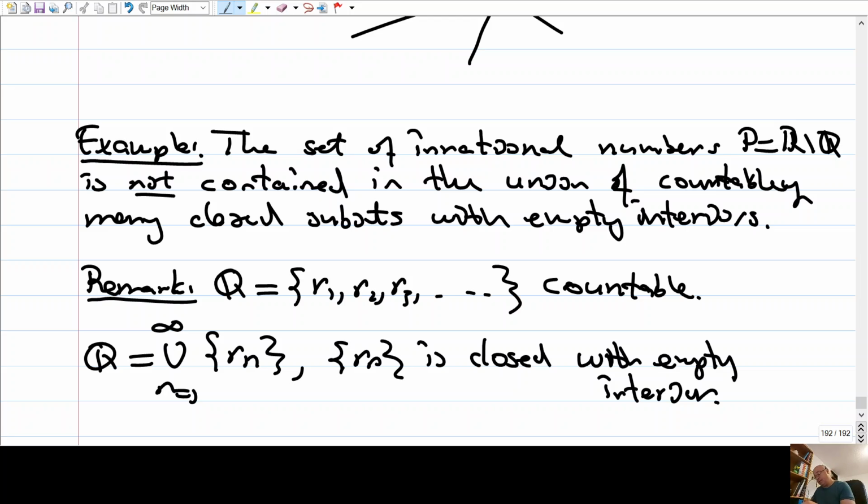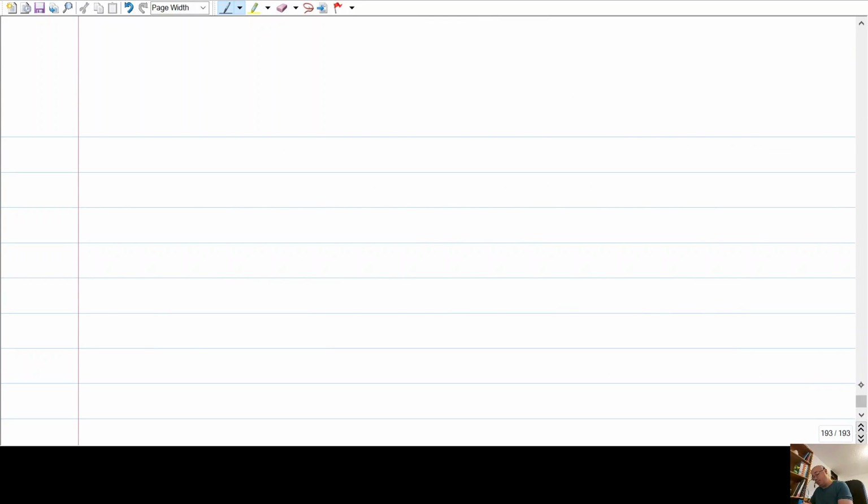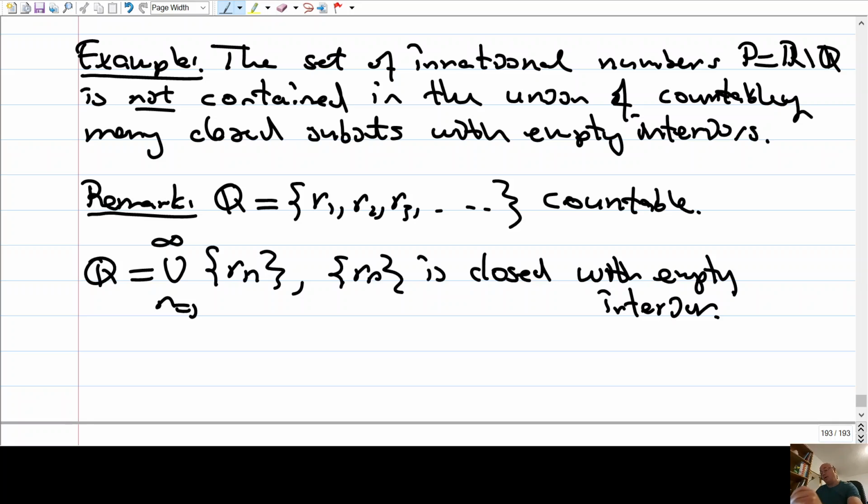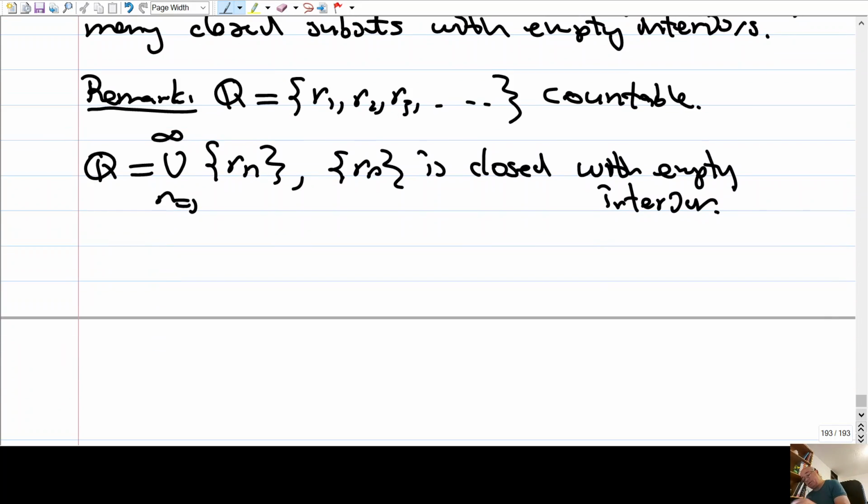So, as an application of the Baire category theorem, I want to show that the set of irrational numbers cannot be written as a union of countably many closed subsets with empty interiors. Of course, we can do this for Q, so that's the point, right? Q can be written like that, as a union of closed sets with empty interiors, and I have countably many of them. All right.